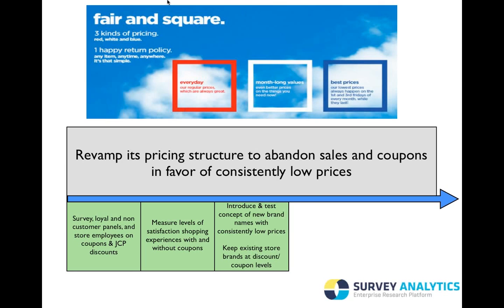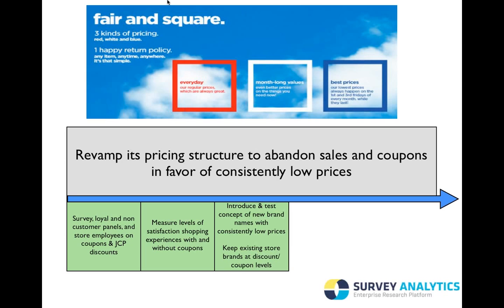Let's look at the next strategy that didn't do so well and how the panel could have saved this strategy. So the second one here is to revamp its pricing structure to abandon sales and coupons in favor of consistently low prices. So before we can even roll this out, what we should have done is survey the loyal and non-customer panels and also the store employees on coupons and JCP discounts. What we want to do here is measure the satisfaction of shopping experiences with and without the coupons.